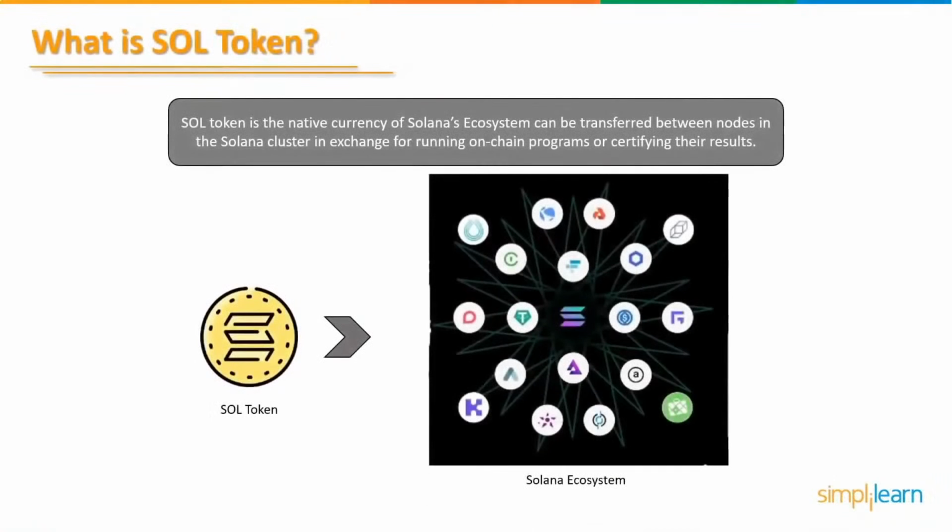Solana's ecosystem uses the SOL token as its native currency. As a result, the token can be transferred between nodes in the Solana cluster in exchange for running on-chain programs or certifying their results. It can also be used to make micropayments known as lamports.